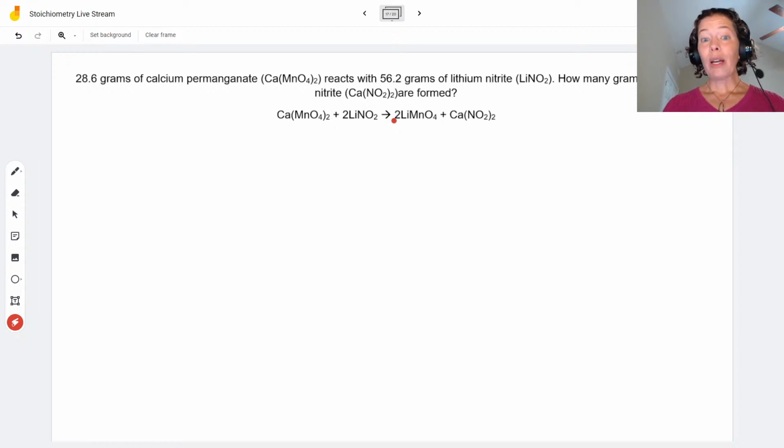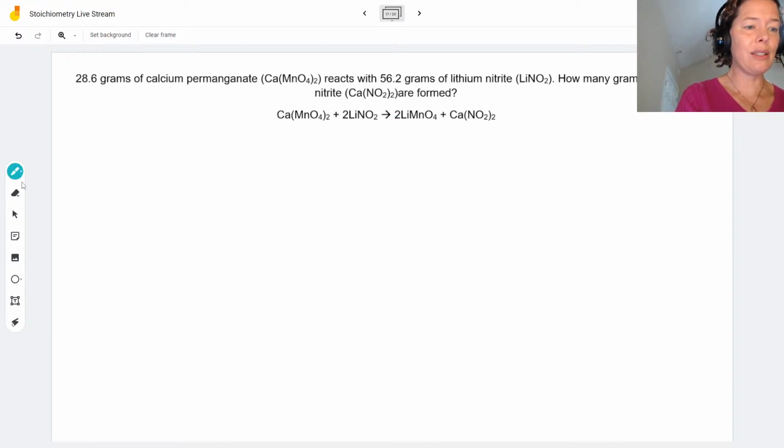So because we are in grams, our first step is going to be converting from grams to moles using our molar masses. So let's get started with our conversions. And I do have these molar masses. Okay, let's convert. I'm going to try to write a little bit more compact, so maybe I can get the full calculation on one page. We'll see if I make it.